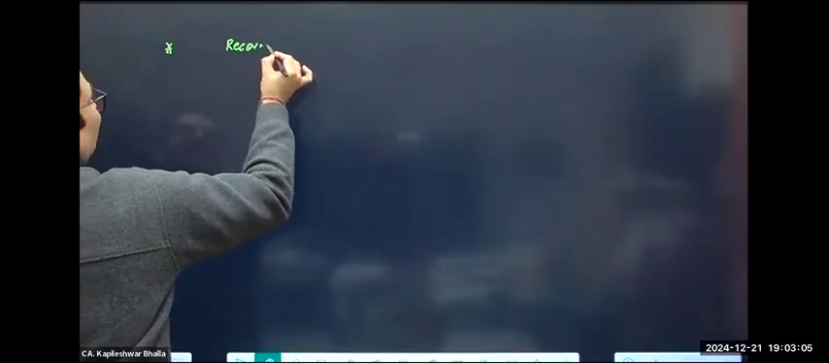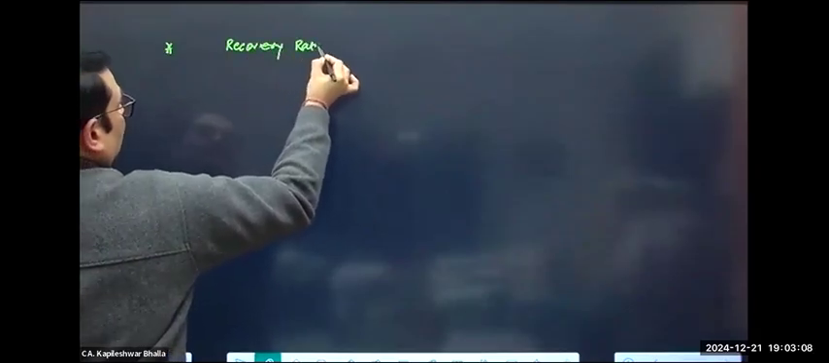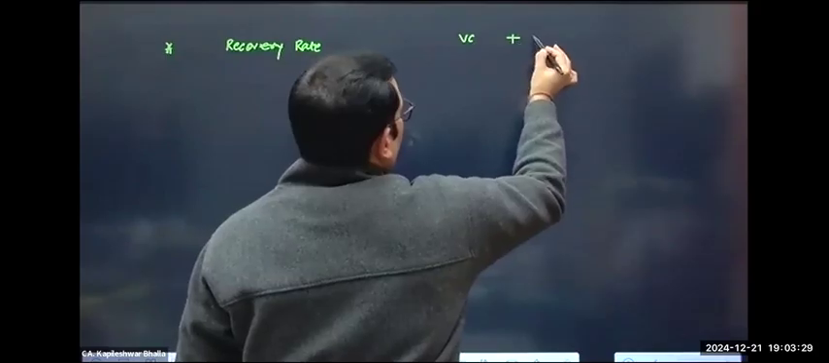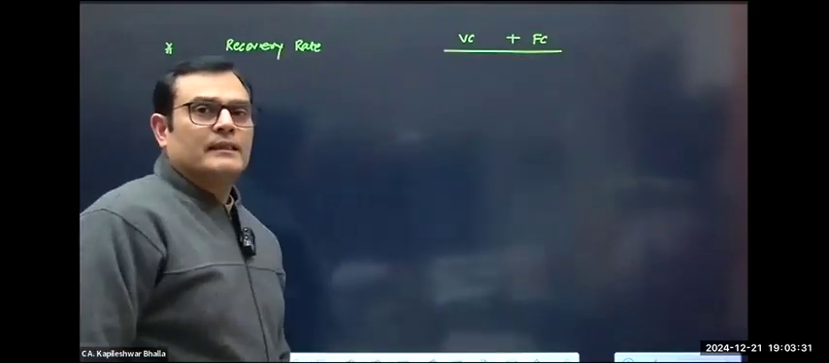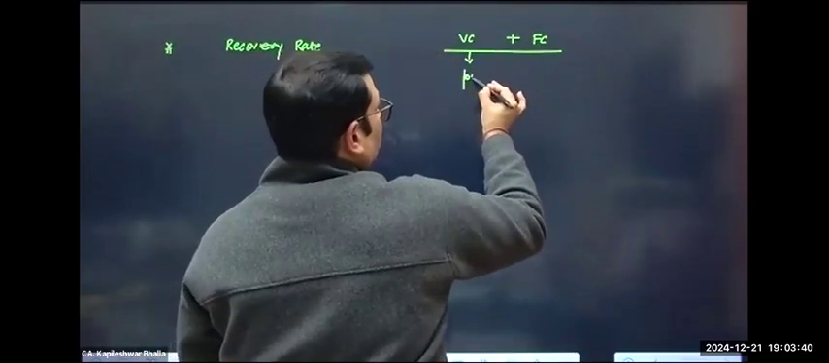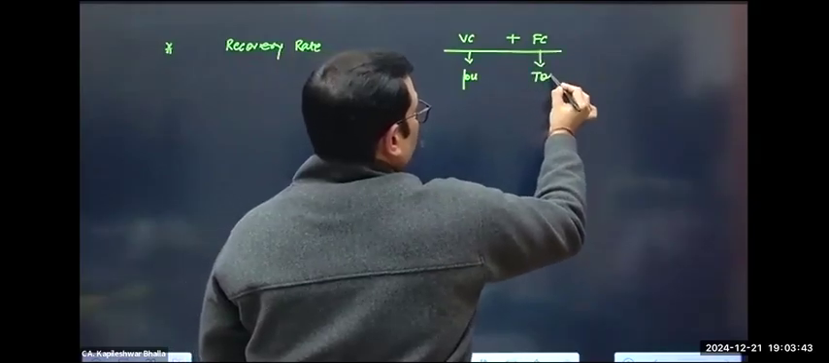Now, I am looking at the concept of a recovery rate. Watch this carefully. I'm going to give you a very interesting logic which is there in terms of IAS 2. Let's first appreciate why we need a recovery rate. When you calculate the inventory valuation, it has both variable cost and fixed cost to be included. The variable cost is always expressed on a per unit basis, but the fixed cost is always expressed as a total.